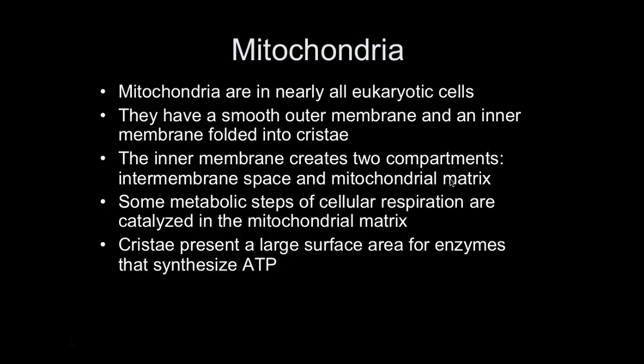It is in the mitochondrial matrix that some metabolic steps of cell respiration are catalyzed. Other reactions take place on the inner membrane itself, therefore on the cristae. So the cristae present a large surface area. That's why the inner membrane is folded to form those structures. The larger the surface area, the more room you have for reactions. So the cristae present a large surface area for enzymes that help make, or synthesize, ATP.